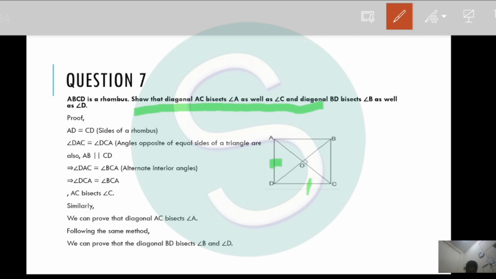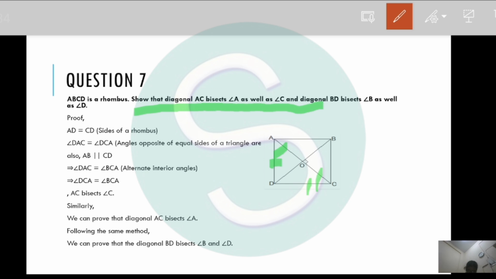and if you consider this triangle ACD, अगर दो sides equal है तो there is two angles, that is angle DAC equals to DCA, right? क्योंकि angles opposite two equal sides of a triangle are equal.